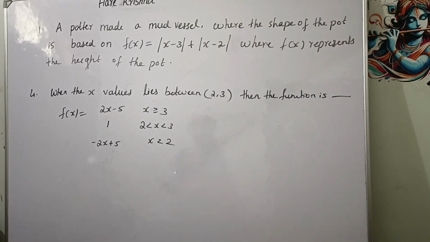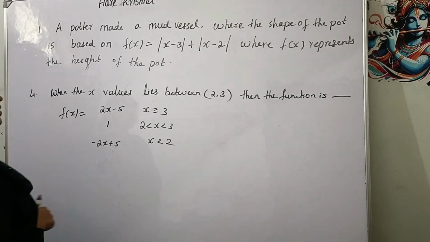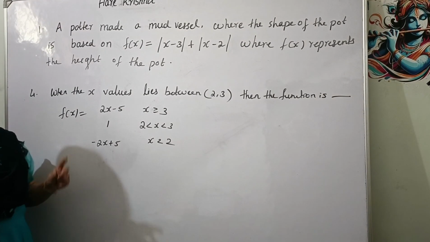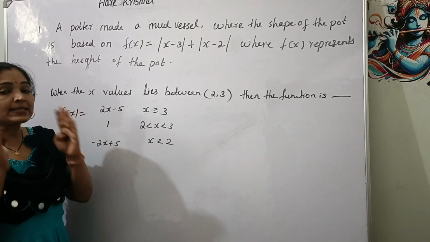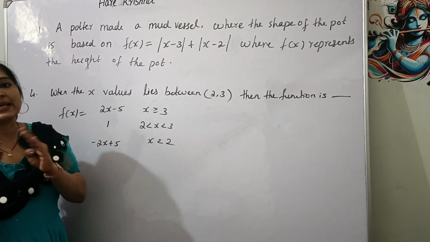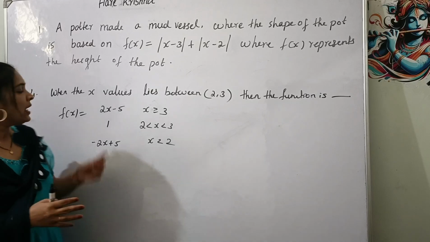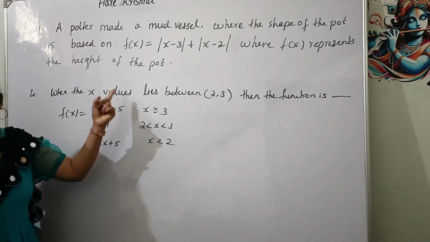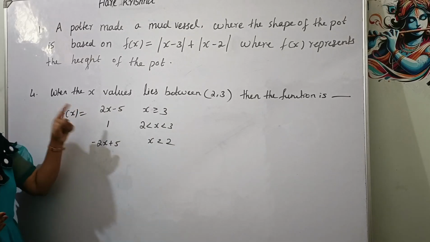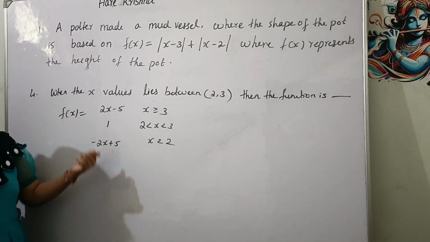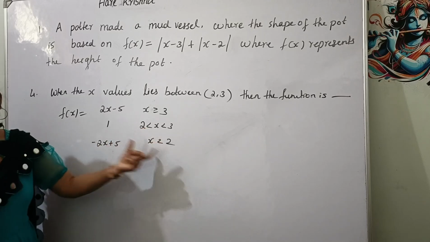Look at the fourth question. When the x values lie between 2 to 3, then the function is dash. That is, when x is lying between 2 and 3, that is 2 less than x less than 3, what is the function? Our redefined function is f of x is equal to 2x minus 5 when x is greater than or equal to 3, f of x is equal to 1 when 2 less than x less than 3, f of x is equal to minus 2x plus 5 when x less than 2.